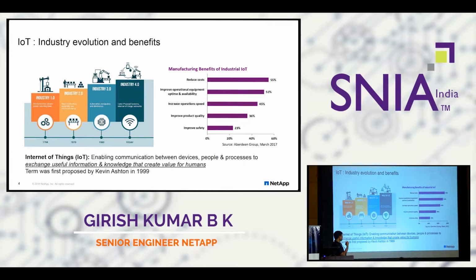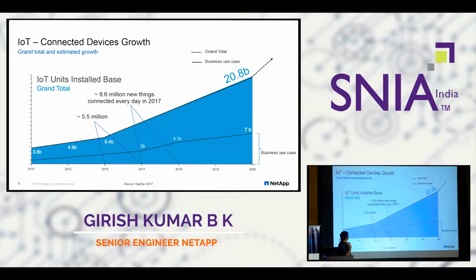And so this is the original definition: enabling communication between devices, people, and processes to exchange useful information and knowledge to create value for humans. This was coined by Kevin Ashton in 1999, and this has been happening for quite some time, but we have seen the pace at which it has picked up in the last few years, right?